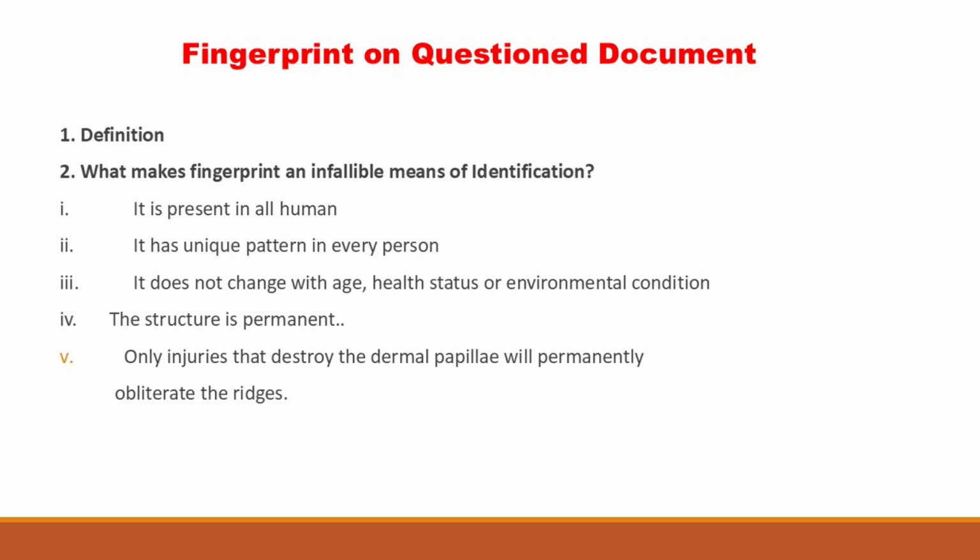What makes a fingerprint an infallible means of identification? Number one, it is present in all humans. Every human being possesses fingerprints, except in rare cases such as Baird syndrome, and that is not common.